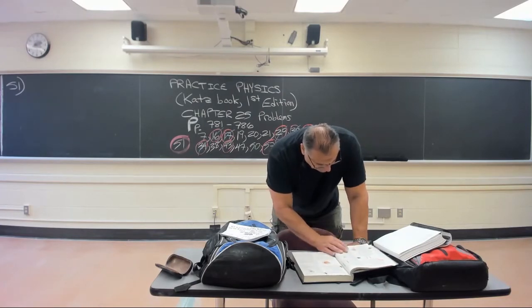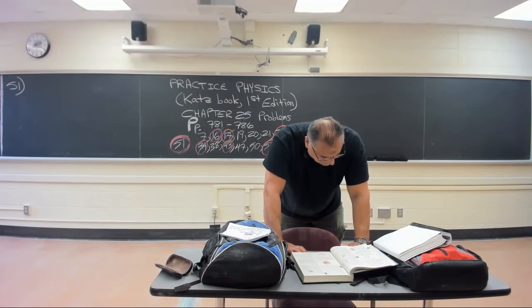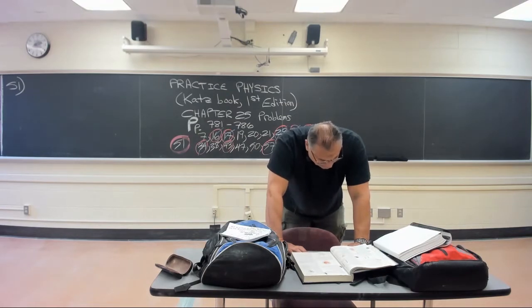You are, for number 51, saying a very large flat slab with uniform volume charge density, rho, and thickness, 2t. A side view of the cross-section is shown. I'll write that down. A and B. A, find an expression for the magnitude of the electric field inside the slab at a distance x from the center. B, if rho equals 2.0 microcoulombs per cubic meter and 2t equals 8 centimeters, calculate the magnitude of the electric field at x equals 3 centimeters.